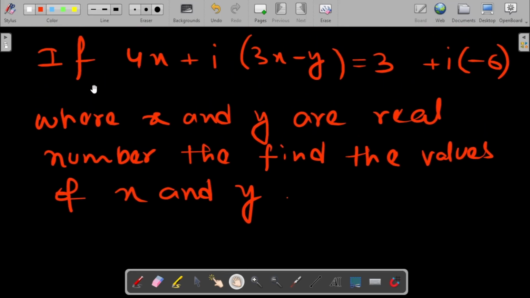In the question, we are given 4x plus i(3x minus y). This is of the form a plus ib, so this is one complex number. On the right-hand side, 3 plus i(minus 6) is also of the form a plus ib, another complex number. So these two complex numbers are equal. We know that two complex numbers are equal if the real parts are equal and the imaginary parts are equal.